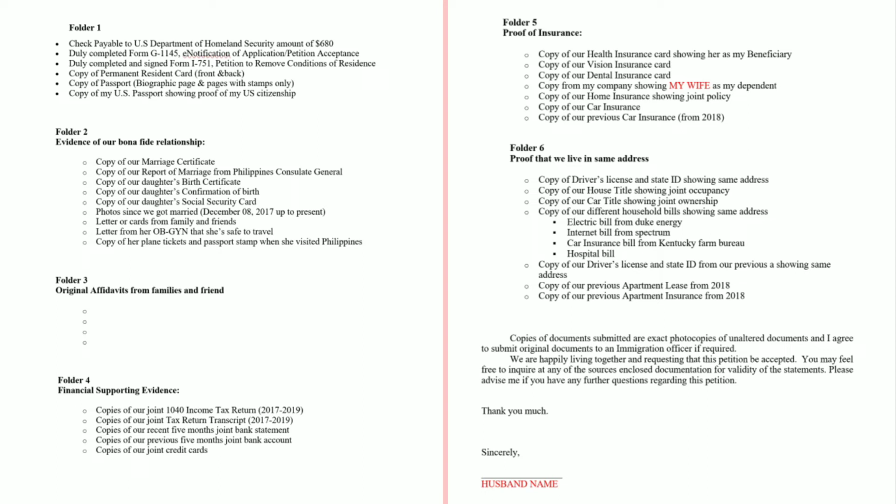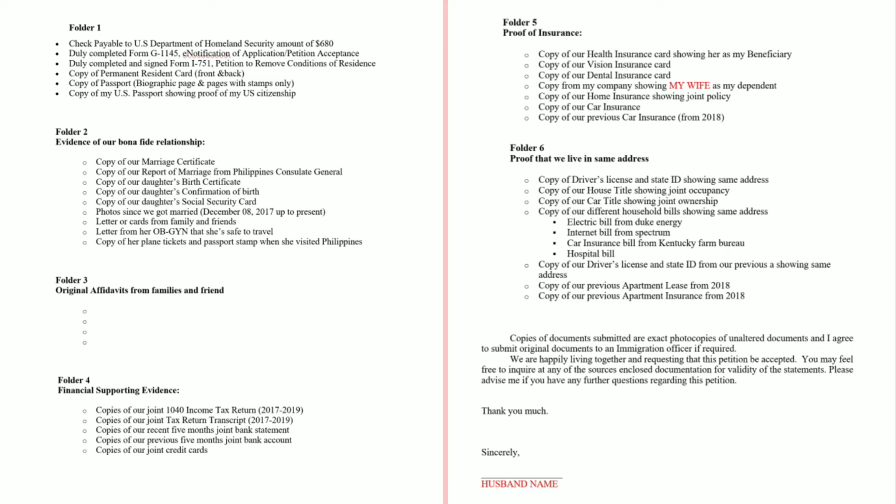For my folder 5, it is proof of insurance. I submitted a copy of our health insurance card showing me as his beneficiary, a copy of our vision insurance card, a copy of our dental insurance card, a copy from his company showing me as his dependent, a copy of our home insurance showing joint policy, a copy of our car insurance, and a copy of our previous car insurance from 2018.